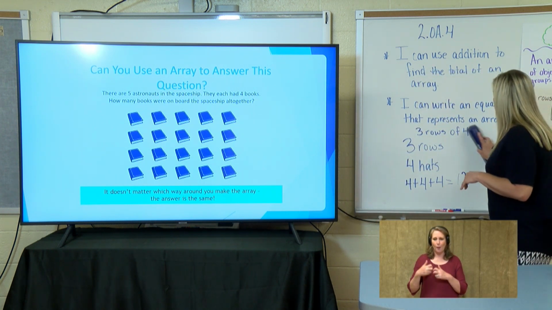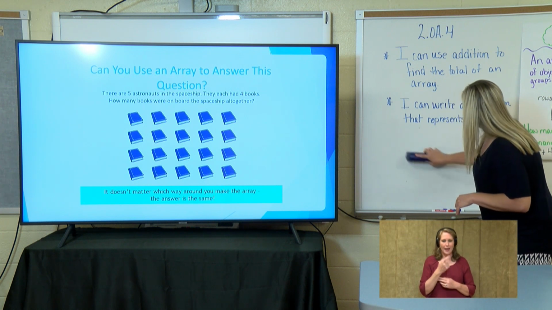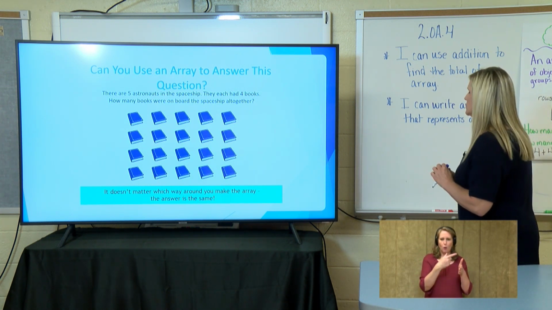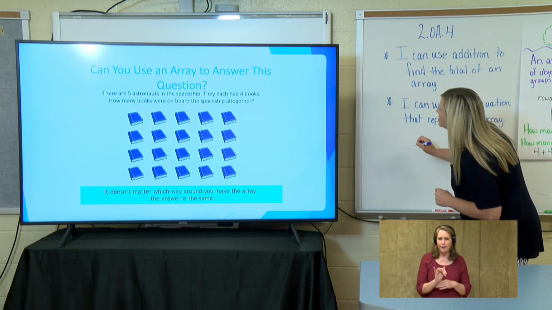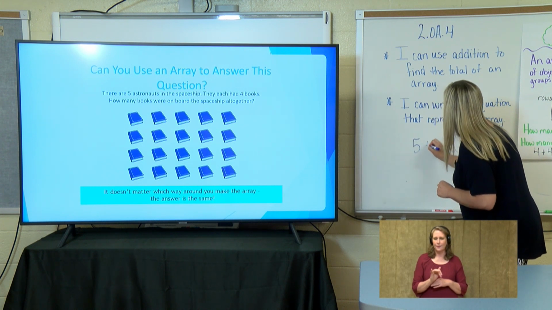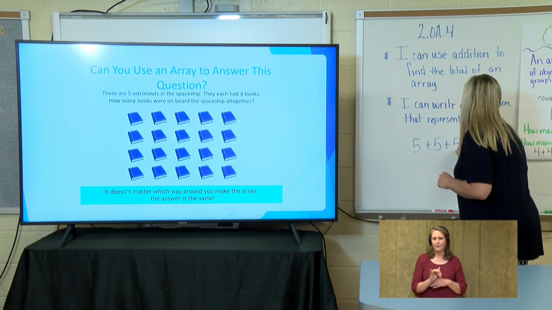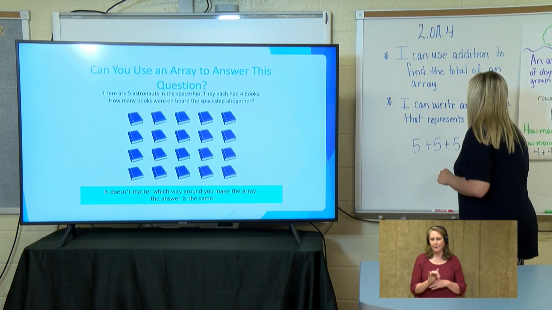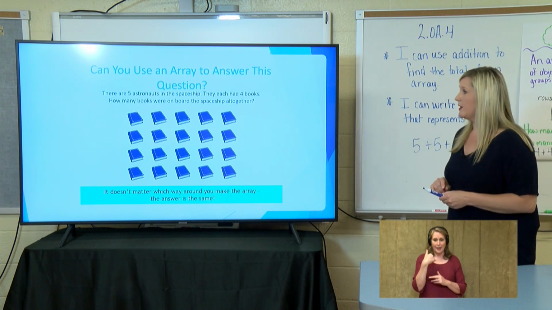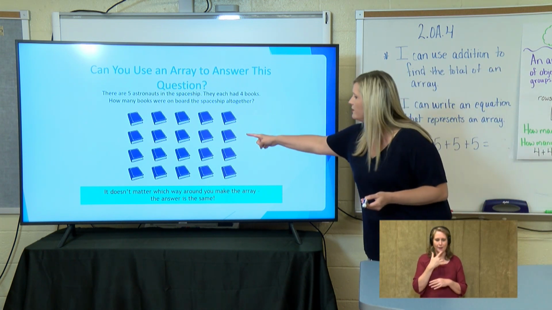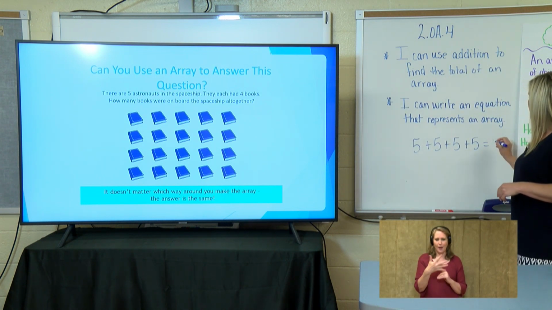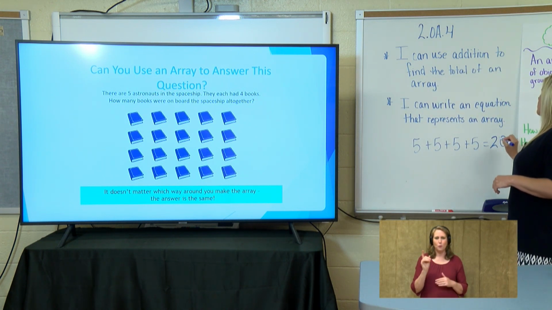So if we have this problem and we have 4 rows of 5, let's think about what our repeated addition sentence would be. So it would be 5 plus 5 plus 5 plus 5. And if we know how to count by 5s, we could count by 5s and say 5, 10, 15, 20. So we know that 5 plus 5 plus 5 plus 5 equals 20.